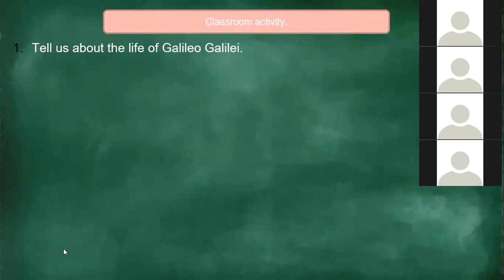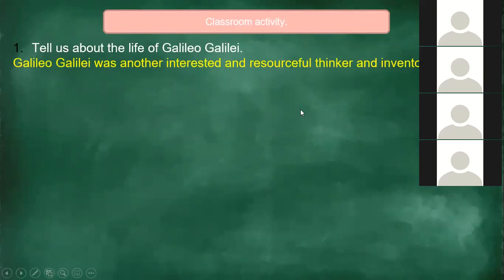Galileo was a teacher, a mathematics teacher. He invented the compass, he invented the telescope. He was another interesting and resourceful thinker and an inventor, who invented the compass and the telescope.